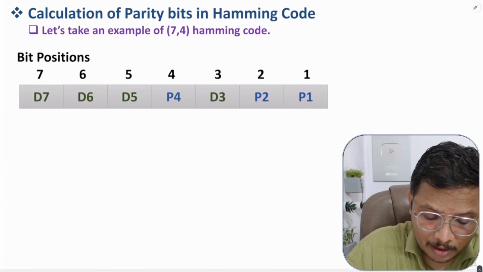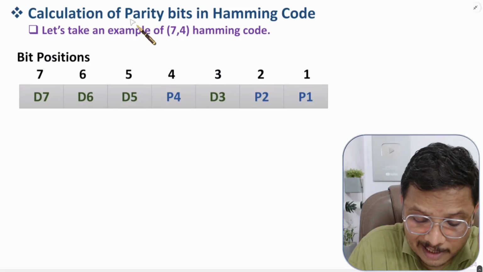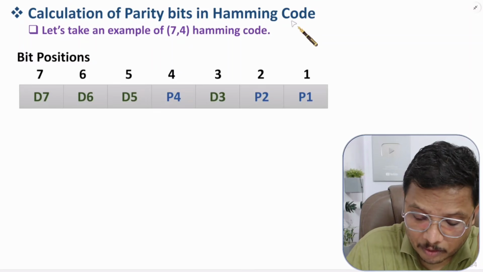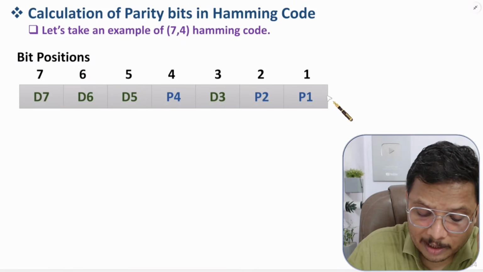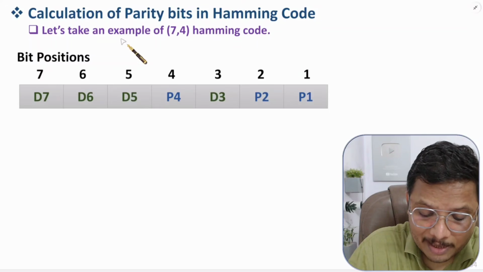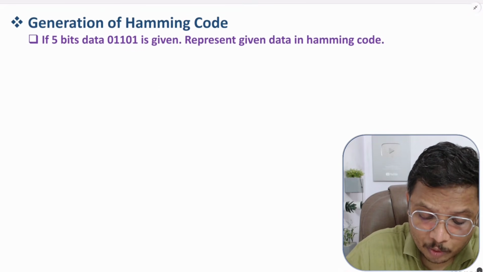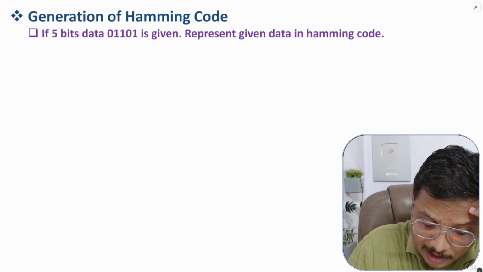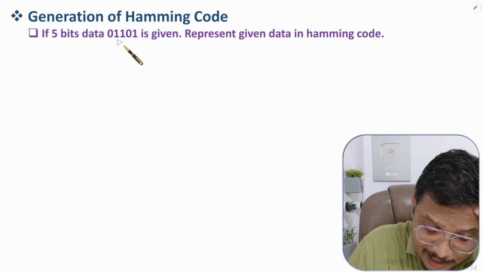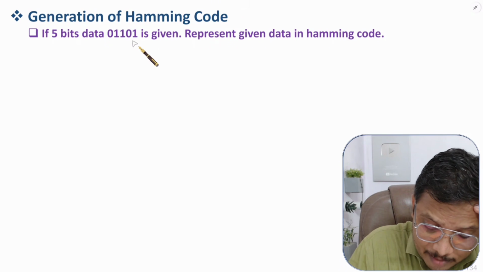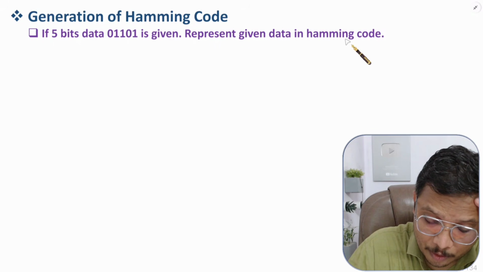Then I'll explain how we calculate the redundancy bits in Hamming code, which results in the code word of Hamming code. I'll explain that with one practical example. After that, I'll be solving two interesting examples in which I'll consider data bits, and based on these data bits, I'll be generating Hamming code.